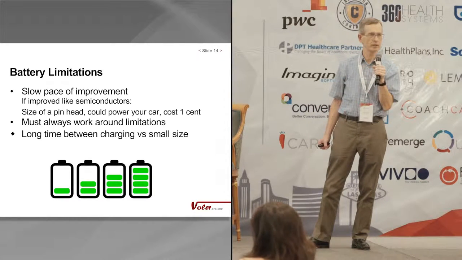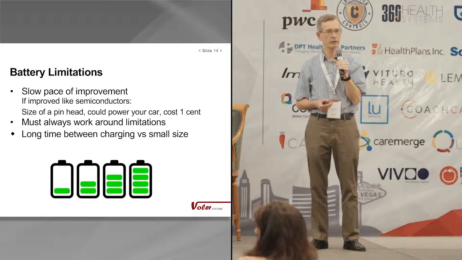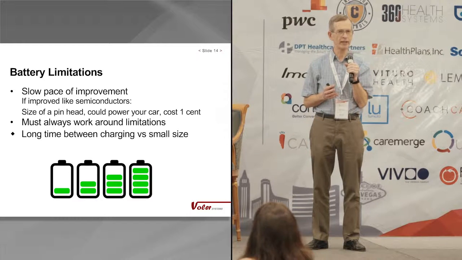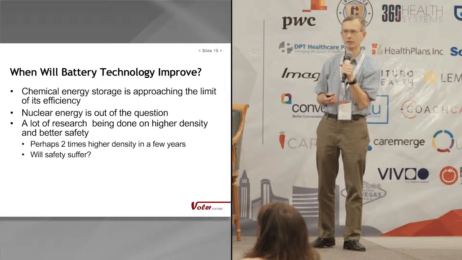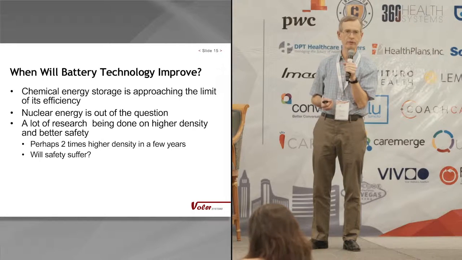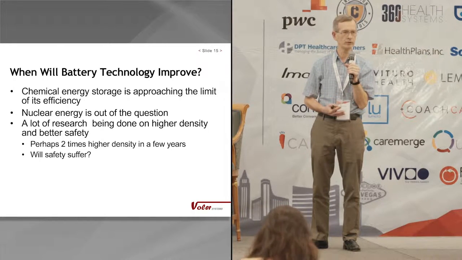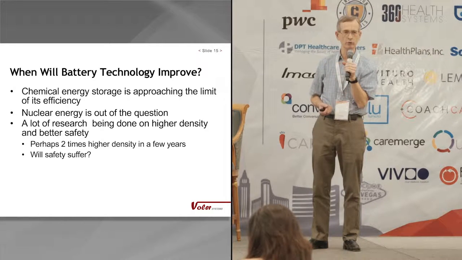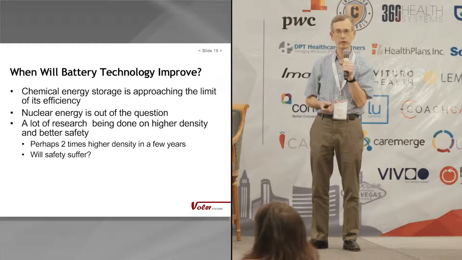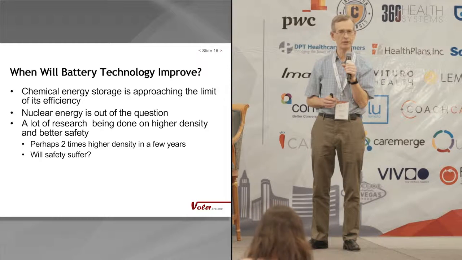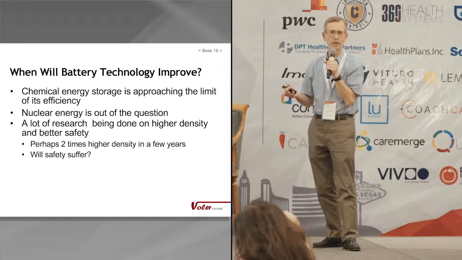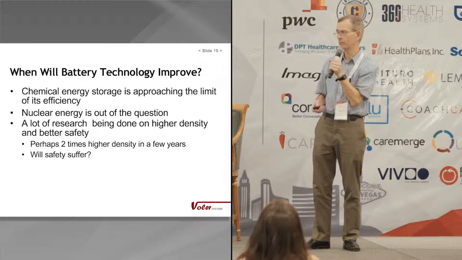So chemical energy is what we've got in batteries. And chemical energy storage, about the best you can get is gasoline. And I don't think we're going to ever want gasoline in our pockets. So we're going to have to live with something a little less efficient than gasoline. The lithium-ion batteries are about one-fifth of the capacity of gasoline, one-fifth the size. So there's room to improve, but as you can see, as we've improved, we've given up something in safety, and people are working very hard to get better energy density and at least the same safety level. I expect we could get perhaps two times better in a number of years, but that's about it.